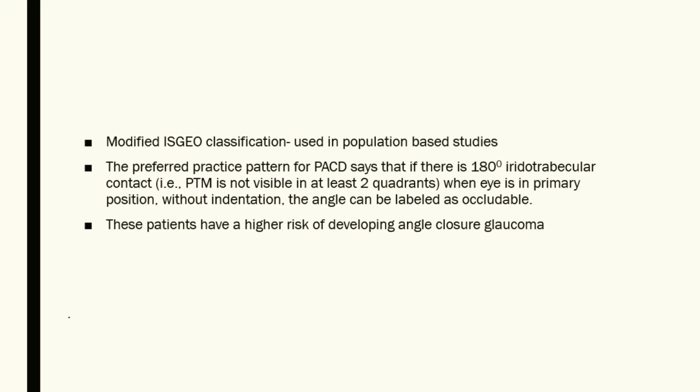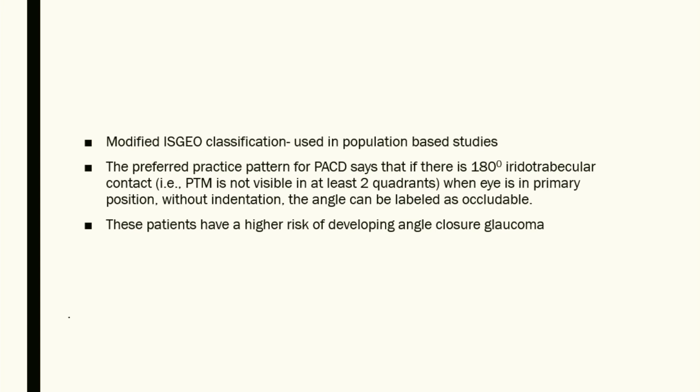The preferred practice pattern says that if you cannot see PTM in 2 or more quadrants when the eye is in the primary position without indentation, you can label this angle as occludable. And these patients have a higher risk of developing angle closure glaucoma. Please remember primary position without indentation. Sometimes people come back to us saying that no, it's open angle. Then you ask, is it open? Then they say, yes, with indentation I can see all the angle structures, and so can I dilate.